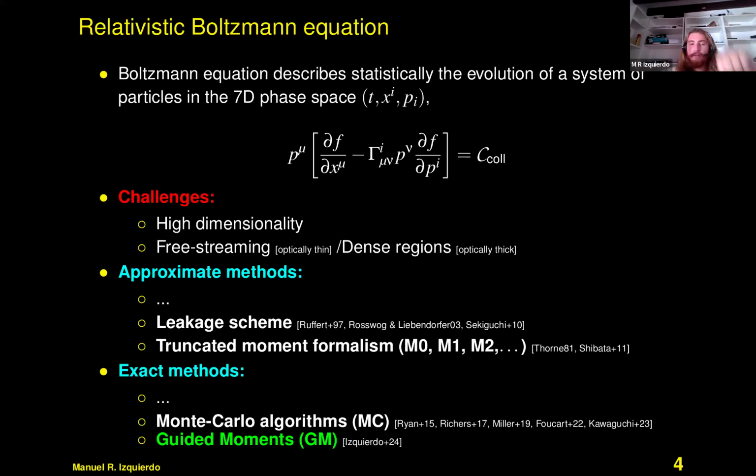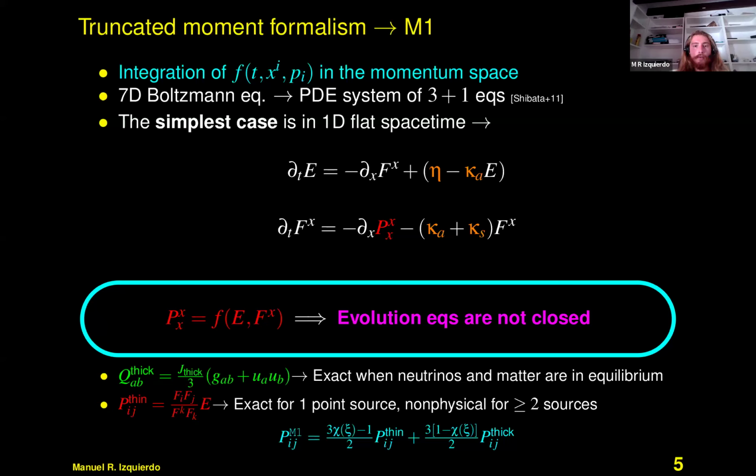So we first go with this N1, and in the N1, the idea basically is to integrate the distribution function in the momentum space. So we are able to go from this 7-dimensional Boltzmann equation to a partial differential equation system in a 3+1 form. This is quite nice because the rest of the equations that we are solving, the GR equations, the MHD equations, they are in this form. So this is quite nice also in terms of implementation.